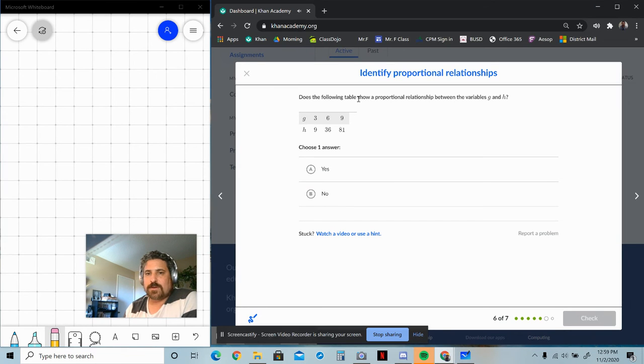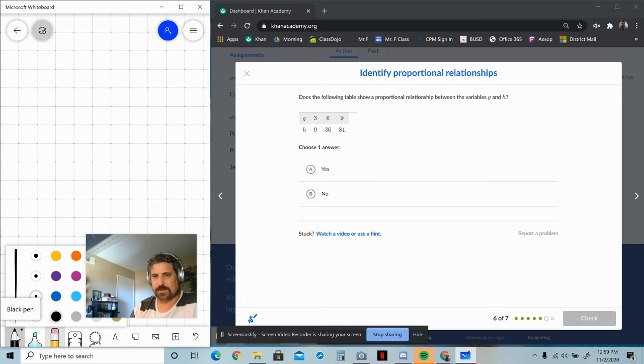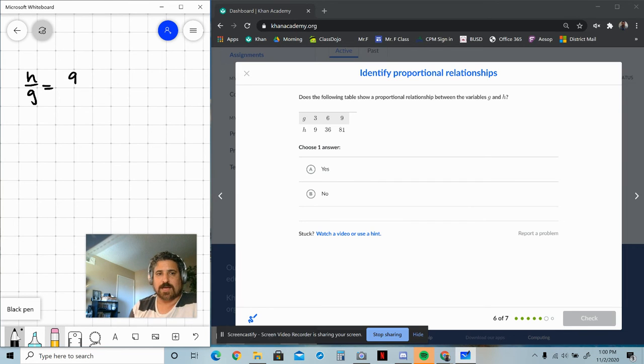Does the following table show a proportional relationship between the variables g and h? Okay, it doesn't matter which is your x and which is your y, but the concept here is whether the ratio stays the same. So let's just pick the larger one divided by the smaller one, because it's easier. So let's just say h over g. Is that ratio constant? Is 9 over 3 the same as 36 over 6, the same as 81 over 9?